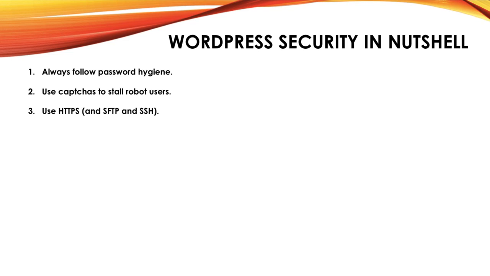And convert your HTTP sites as soon as possible. Convert them to HTTPS, a more secure layer, and always use SFTP and SSH accounts to access your WordPress cPanel or dashboard from your FTP clients. Always use SFTP and SSH.